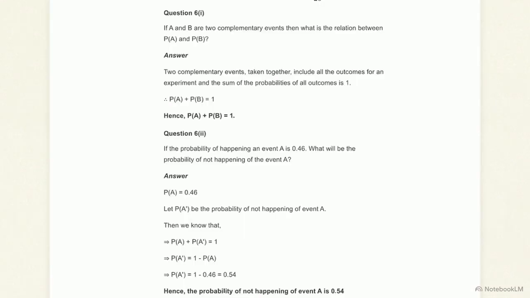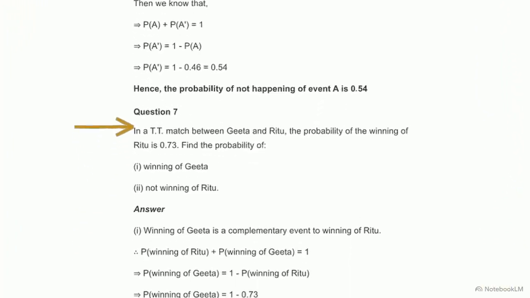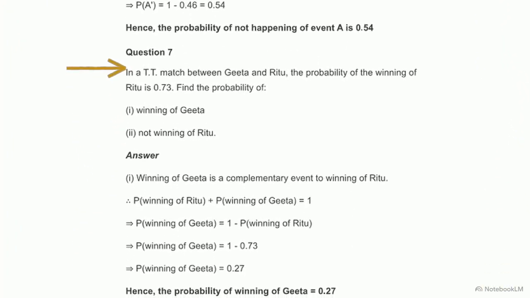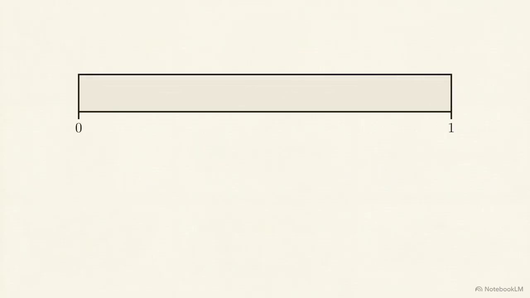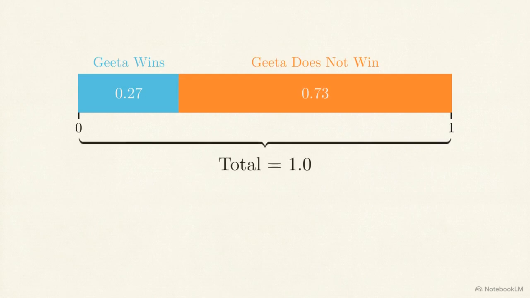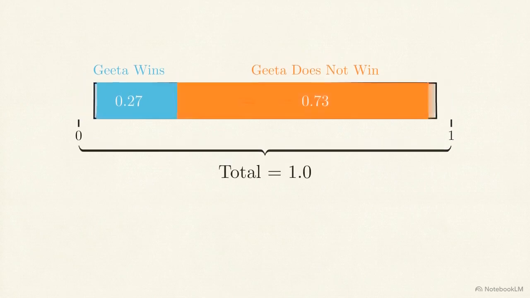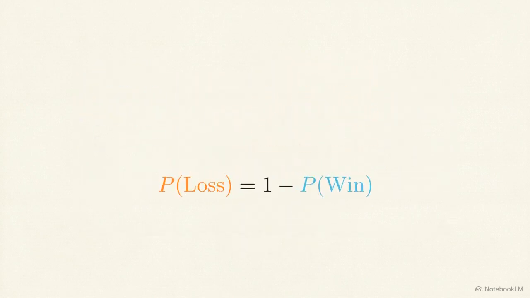Sometimes a problem gives you a probability and asks you to find its opposite. Take this match between Geeta and Ritu. We're told Geeta's chance of winning is 0.27. Remember our scale from 0 to 1. Since winning or losing are the only 2 options, their probabilities must add up to exactly 1. To find the chance that Geeta loses, we just subtract her winning chance from 1. 1 minus 0.27 is 0.73.